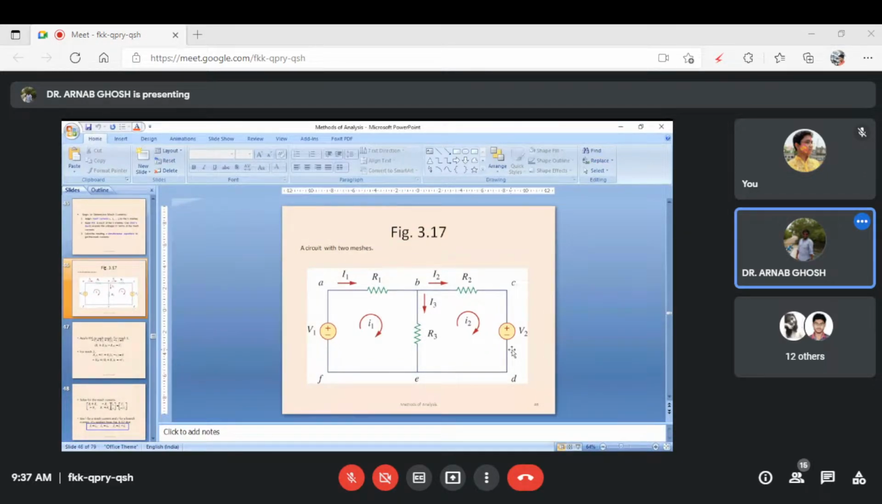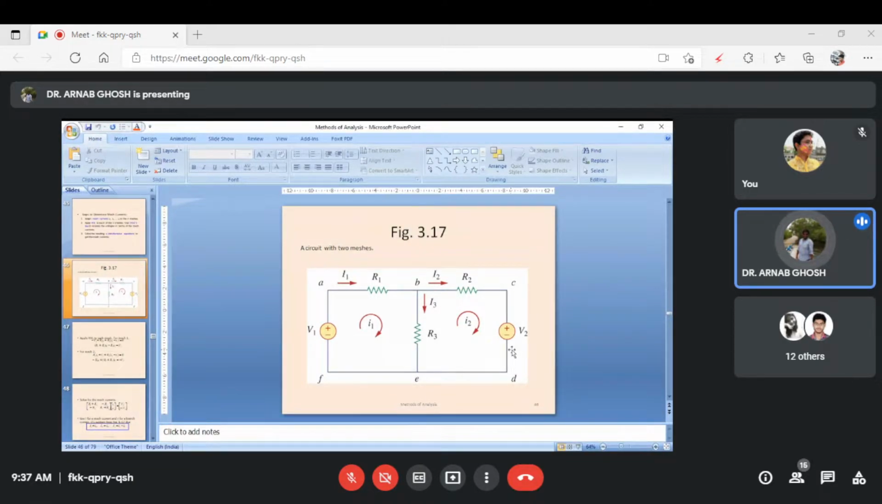So this small I1 and small I2, these two are the mesh currents, and capital I1, capital I2 and capital I3, we have taken these three as the branch currents. Okay, and you are given two independent voltage sources, right?